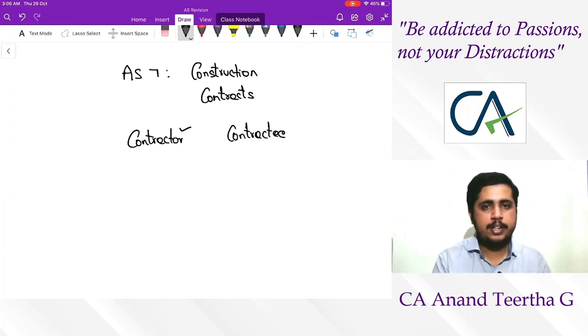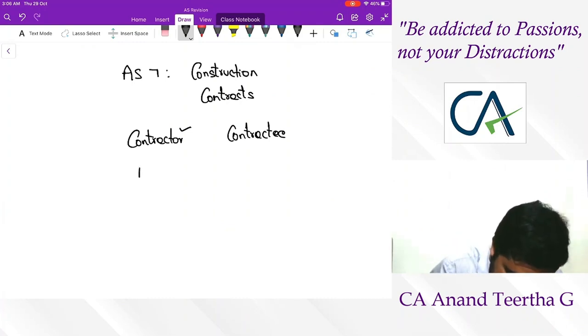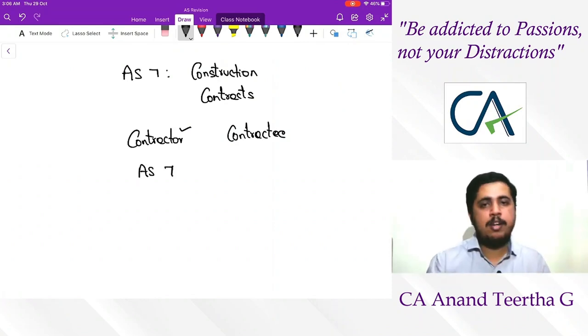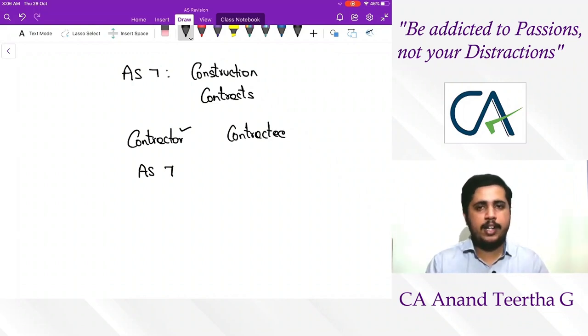Now, the point to be understood: AS7 coverage is applicable only for the contractor, because over here we are learning about revenue segments, and basically for whom it is revenue, for whom it is business, for whom it is sales. For the contractor it is revenue. Therefore AS7 is applicable only for the contractor.